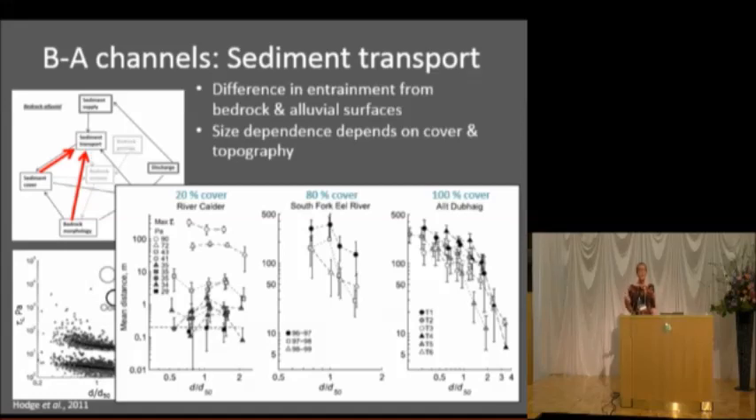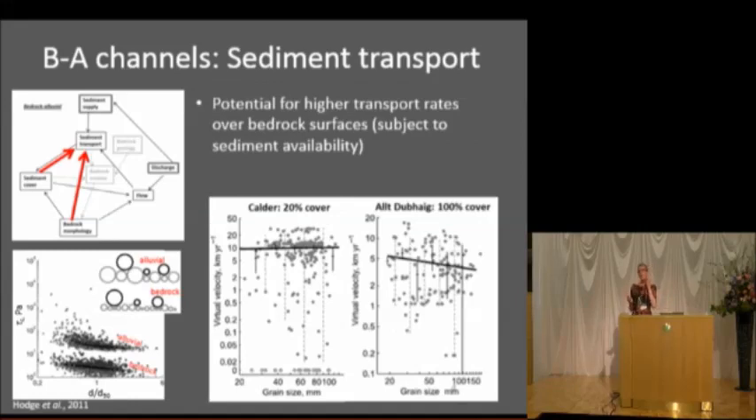We hypothesize that, again, this is the influence of the bedrock surfaces increasing grain mobility. And the fact that sediment grains move very readily across these bedrock surfaces may well mean that once sediment starts into motion, the virtual velocities are going to be a lot higher than they are in alluvial systems. And again, comparing the River Calder and the Alpe du Baig, we see that. So this is grain size and virtual velocity, and the River Calder is at least twice that of the Alpe du Baig.